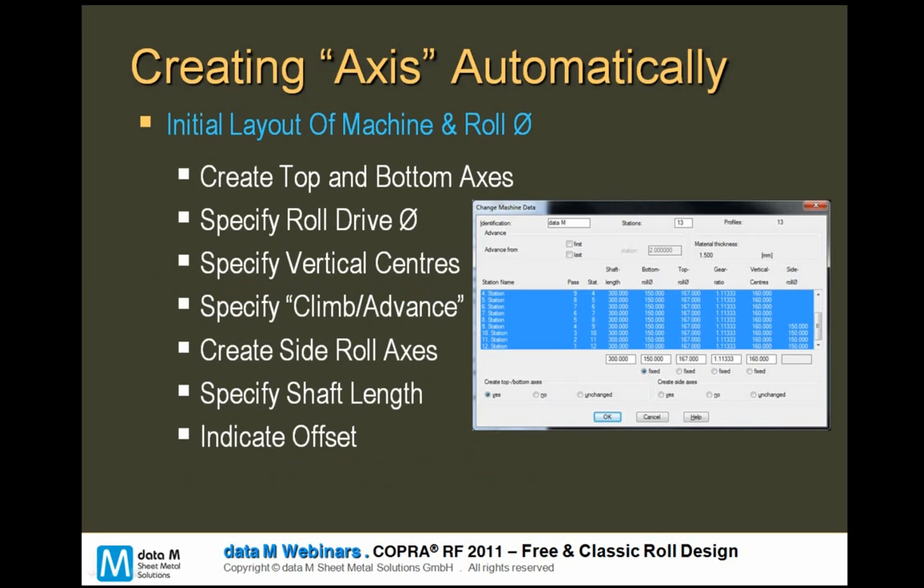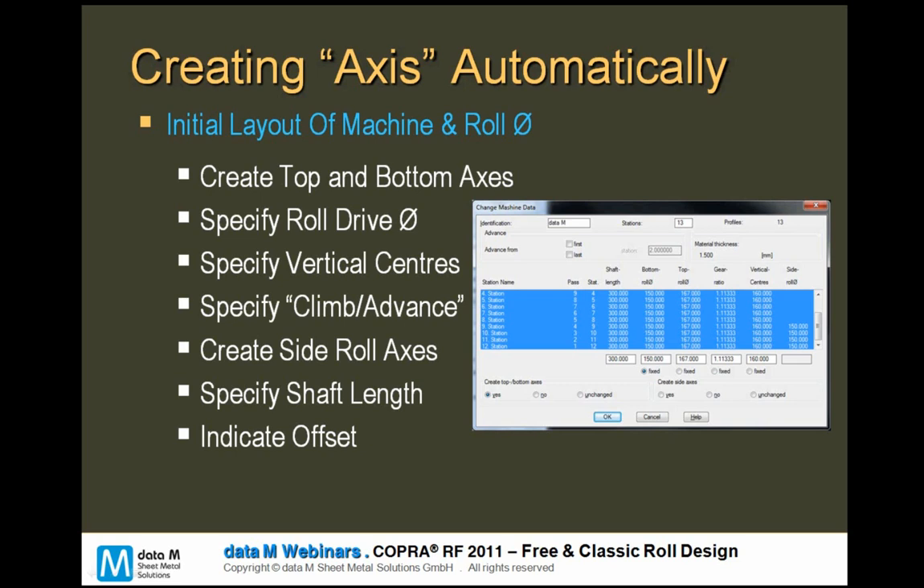Okay, so the first part of the procedure, once we've switched to our rolls module, is creating an axis. And our new version will take us to the creating axes automatically dialog box. This is used in the very beginning of roll design only to modify and create axes diameters. So first of all, in here we'll create some top and bottom axes, specifying the roll drive diameter. This is the point of contact which will be coming into touch with the profile. Specify our vertical centers between the top and bottom axes, and we can then specify any climb and advance in these diameters throughout the roll train.